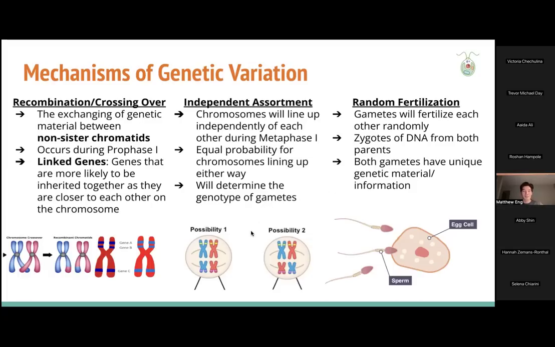And then the last one is pretty intuitive, just random fertilization. A random egg cell and a random sperm cell are going to come together and form the zygote. And each of those are independent, they've gone through recombination, they've gone through independent assortment. So those two are very genetically different from each other. And so that'll help contribute to much of this genetic variation, especially during meiosis and fertilization.